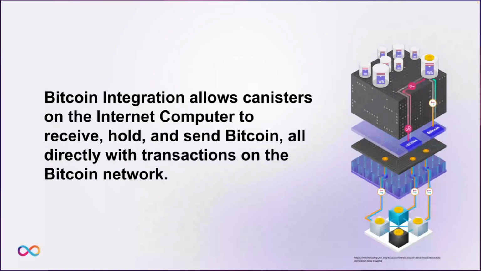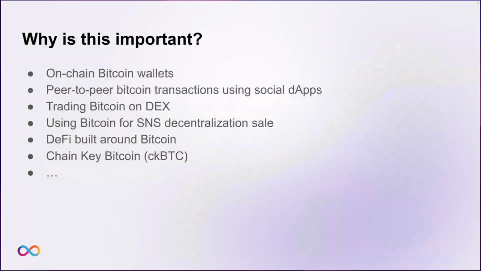And this also means that wrapped Bitcoin from insecure centralized bridge services, which have been hacked for billions of dollars in the past, are no longer needed in DeFi and in Web3. So why is this important? It's important because it opens a lot of new use cases that couldn't have been realized before.